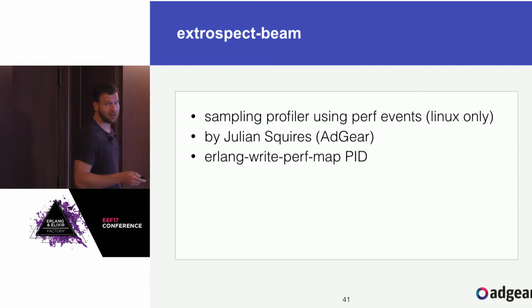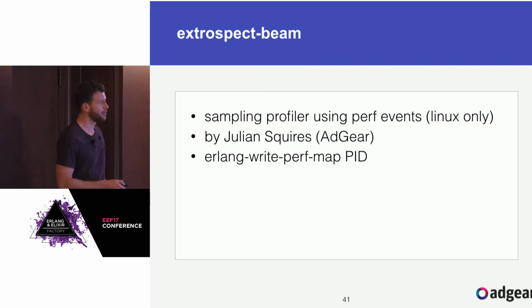Another tool we use at AdGear is extrospect-beam. It's been written by Julian Squires at AdGear. He presented it at EUC last year. A really cool tool that works, fortunately or unfortunately, only on Linux. It uses perf events on Linux to sample what's happening in the VM. So it's pretty easy to use.